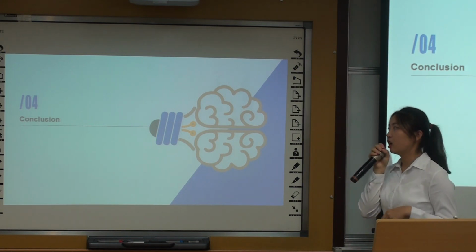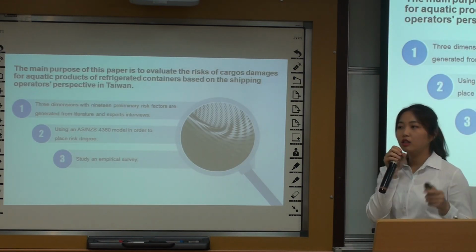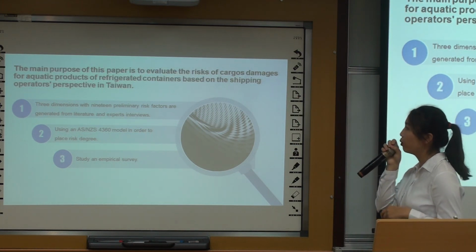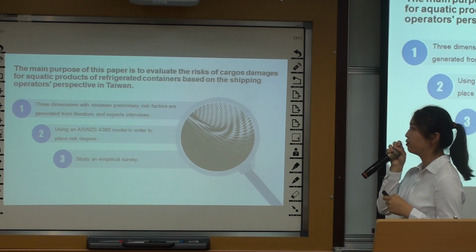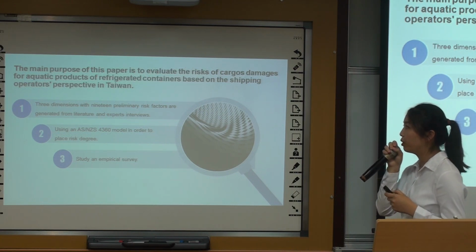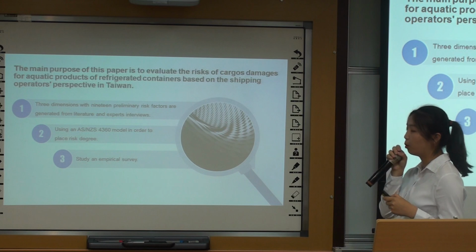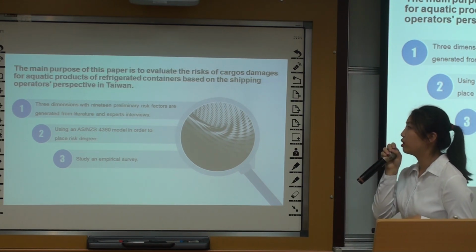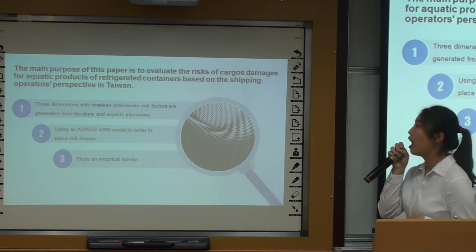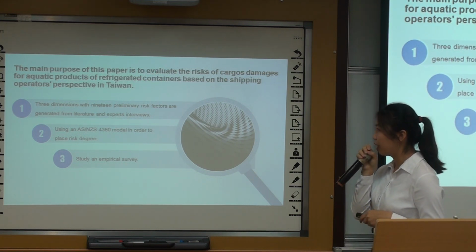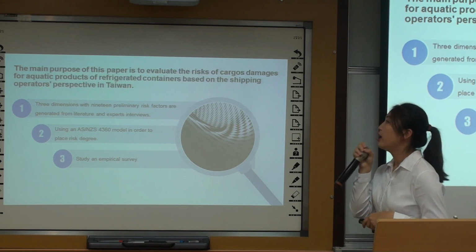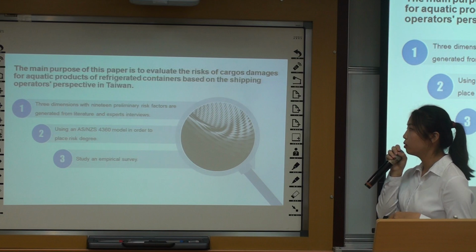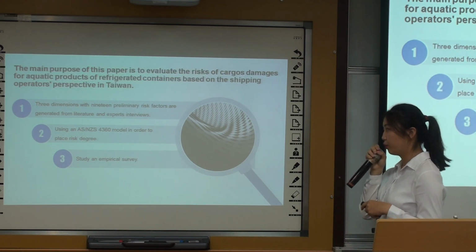And chapter 4 is the conclusion. In this study, the main purpose of this paper is to evaluate the value of cargo damages for aquatic products of refrigerated container based on the shipping operator's perspective in Taiwan. At first, 3 dimensions with 19 preliminary risk factors are generated from literature and expert interviews. Then we use the AS/NZS 4360 model in order to place the risk degree.